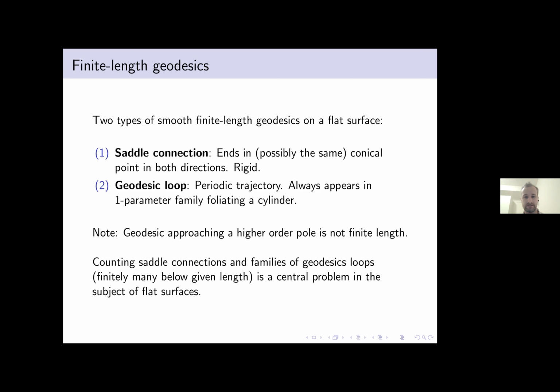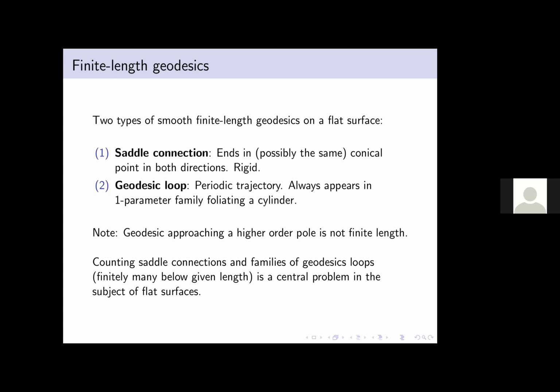And the other case is that you get a periodic trajectory. Imagine you have a cylinder, then you can just take the loop around that cylinder. It will be a periodic geodesic, and I can parallel transport that geodesic loop and get a one-parameter family of these geodesic loops, which together foliate some cylinder inside my flat surface.